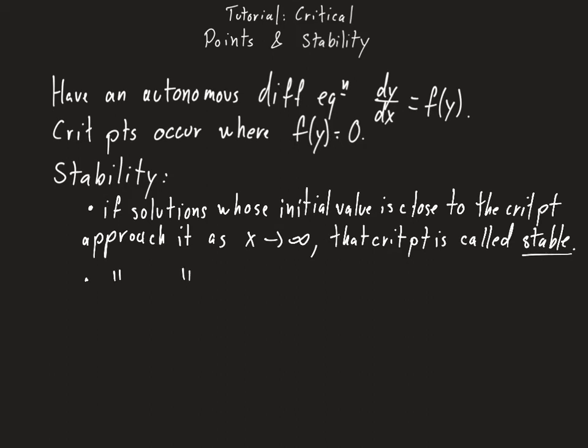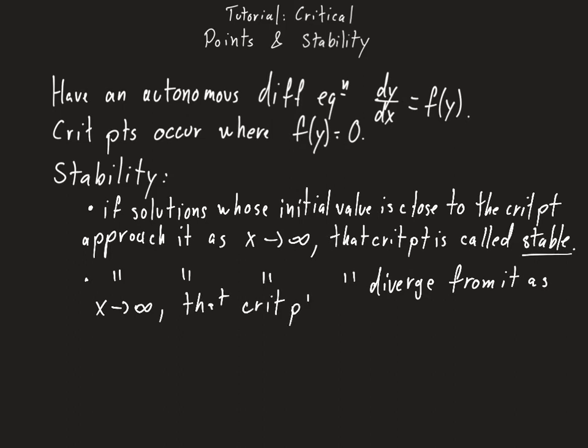If solutions whose initial value is close enough to the critical point diverge from it as x approaches infinity, that critical point is called unstable.